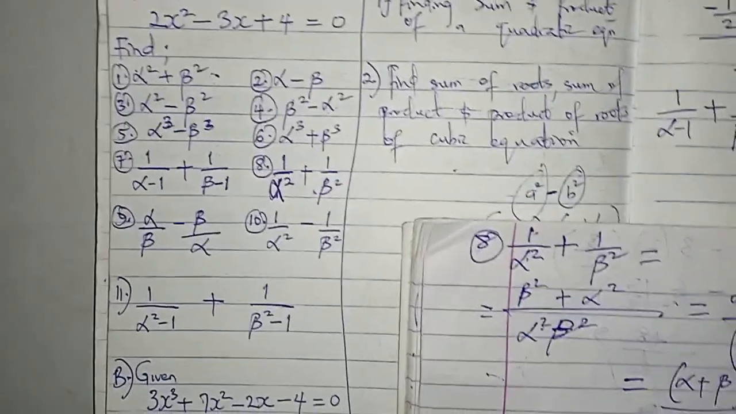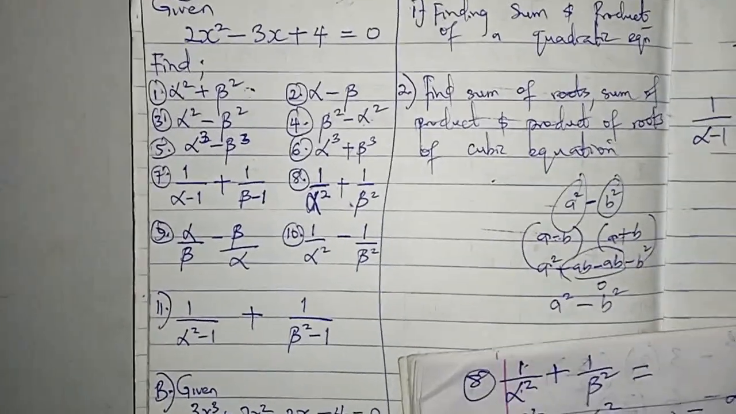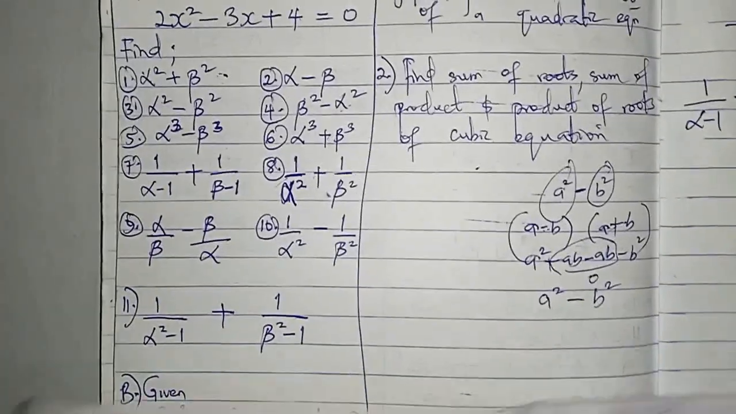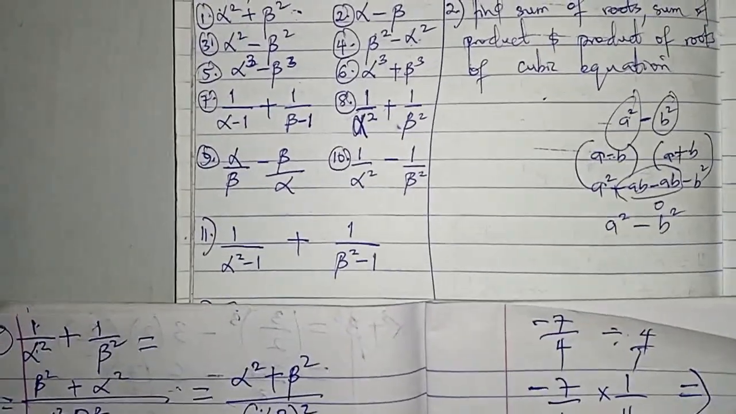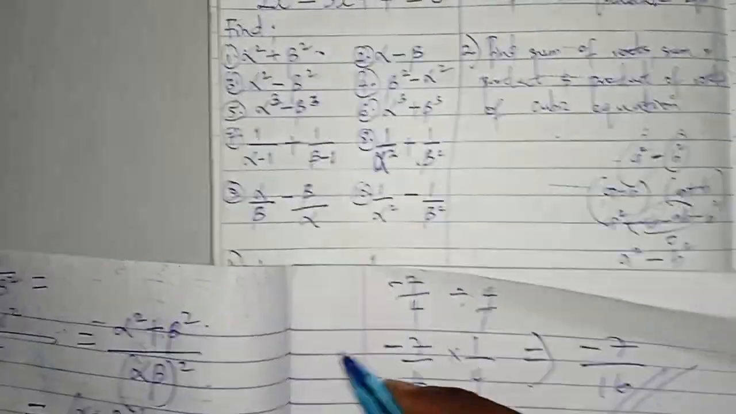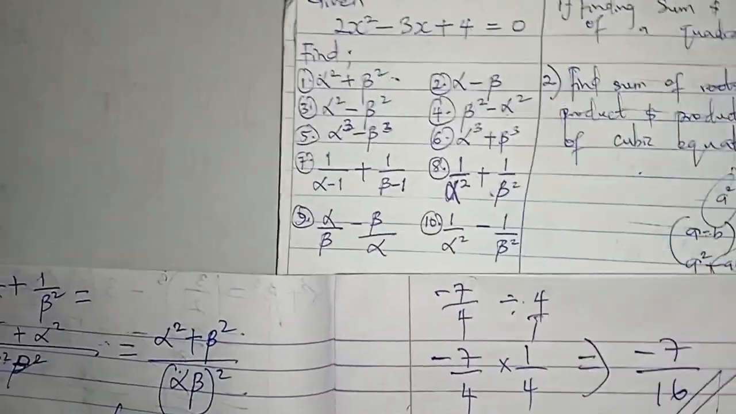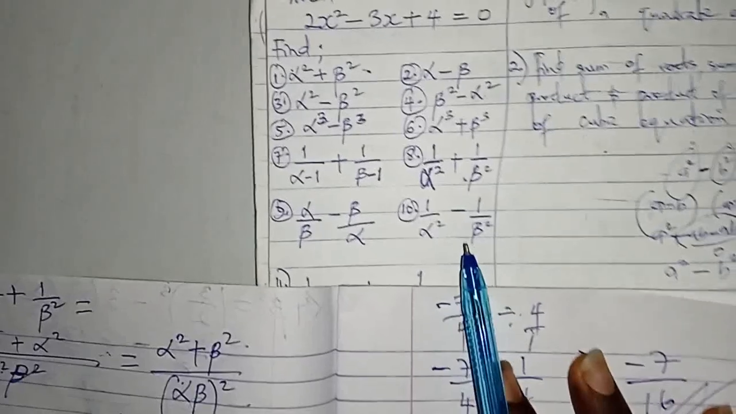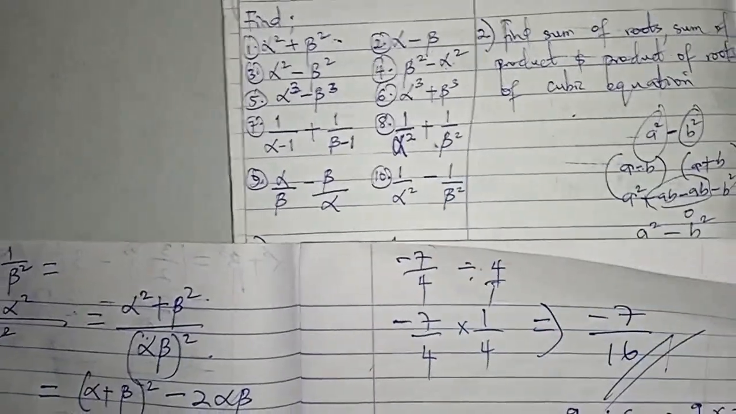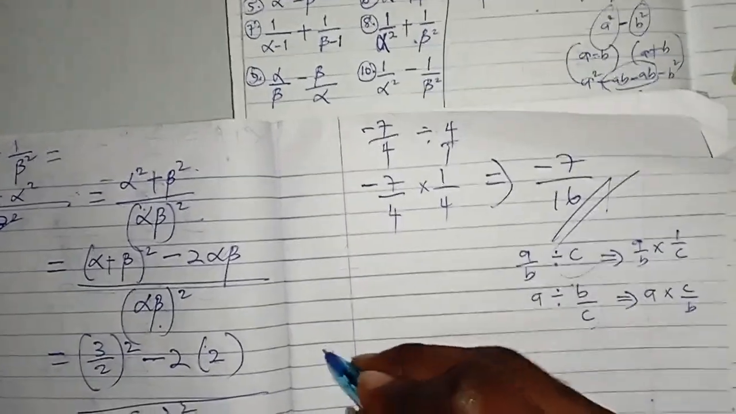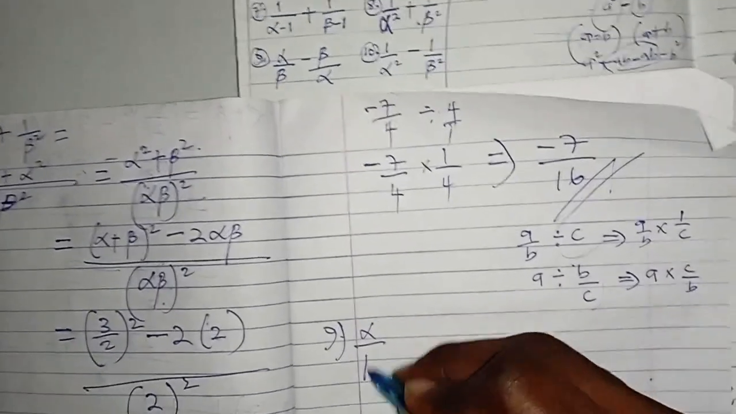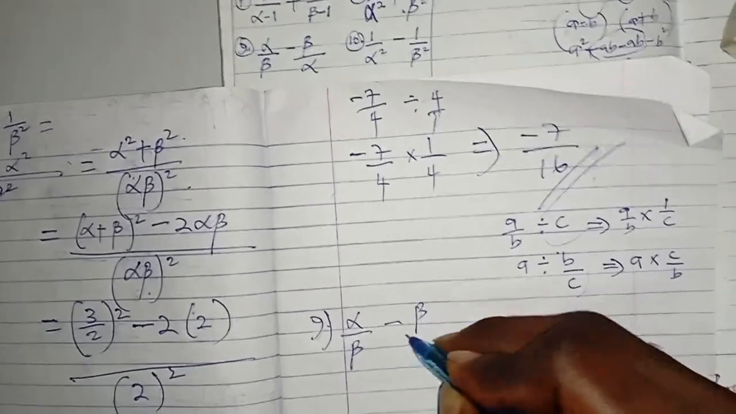Let's move to the next one. We are in number 8. That means we've gotten number 8: 1 over alpha square plus 1 over beta square is equal to minus 7 over 16. So let's move to number 9, which is alpha over beta minus beta over alpha.